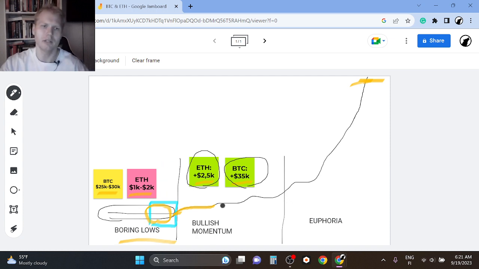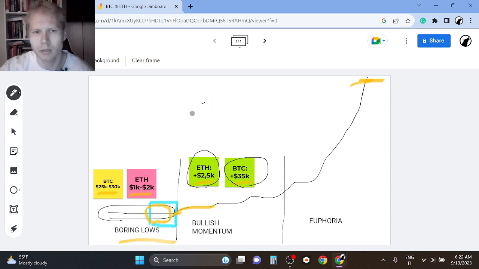Now, the point of this video is to say that we are still in the boring lows. The prices of the tokens are still super low. It's a very good time to still dollar cost average and buy and build positions. Okay, and there's no telling how long the boring lows will last. But if you compare it to last cycles, we are at the end of the spectrum of the boring lows, meaning that we are very soon transitioning to bullish momentum.